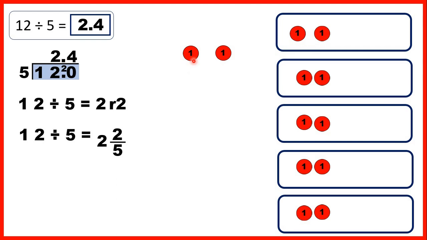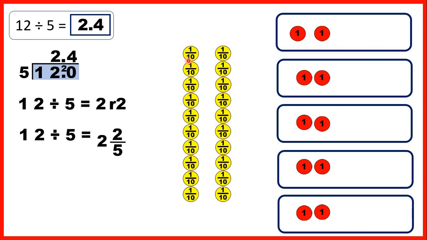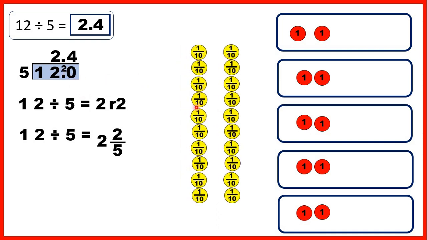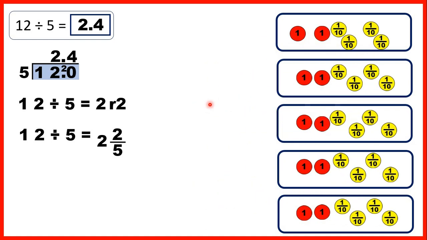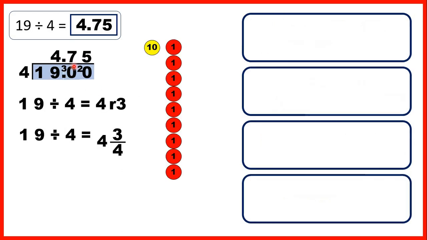But then, what we can do is exchange 1 whole for 10 tenths, and if we do that with both of our 1s, that gives us 20 tenths. So then, when we share out the 20 tenths between the 5 groups, we have 4 tenths in each group, so that's why we have 4 tenths in our answer.